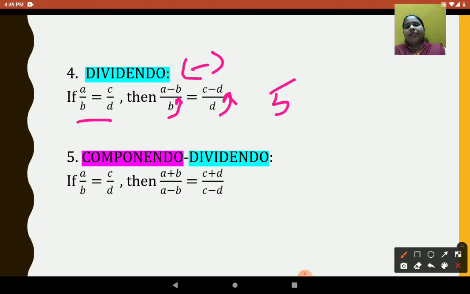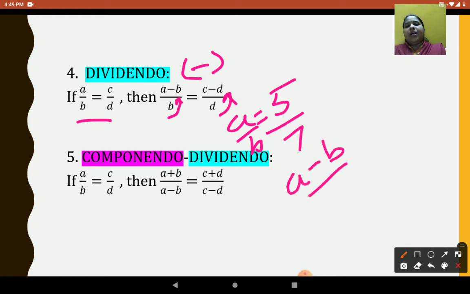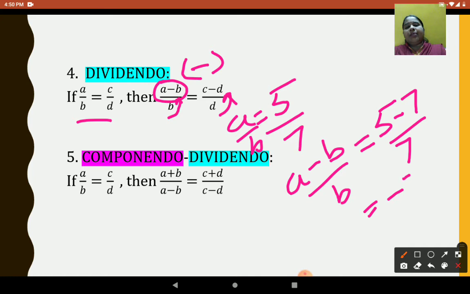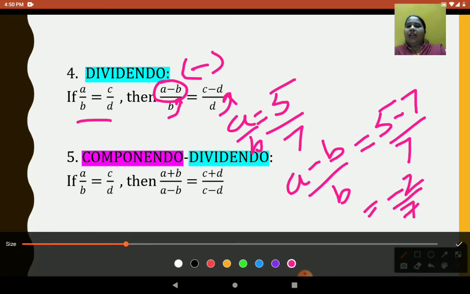Suppose I have 5 upon 7, right? This is equal to A upon B. And I want to use dividendo. What will I do? A minus B upon B is equal to, now as per your convenience you don't write here 7 minus 5. It is not B minus A. See here. Yes, it is not B minus A. It is A minus B. It means 5 minus 7 upon 7. Okay. So that is nothing but minus 2 upon 7. This property is nothing but dividendo.